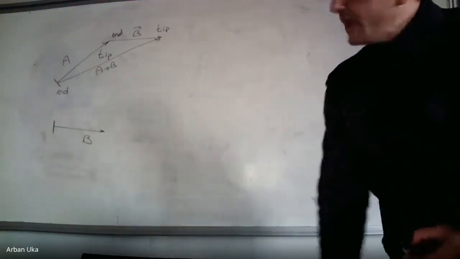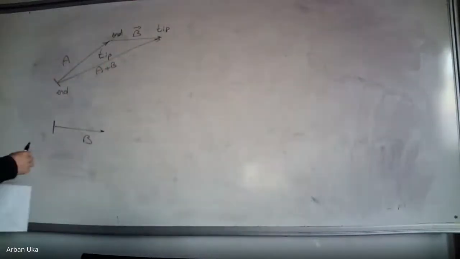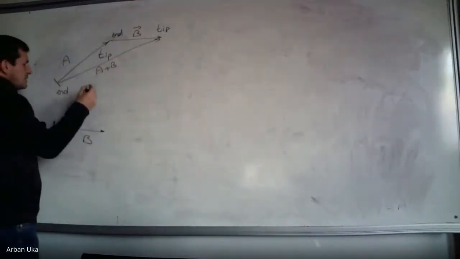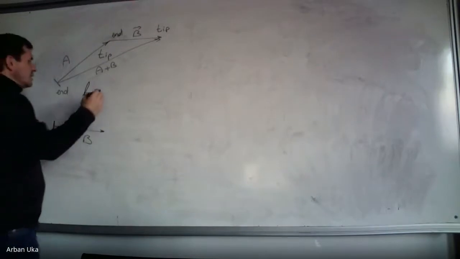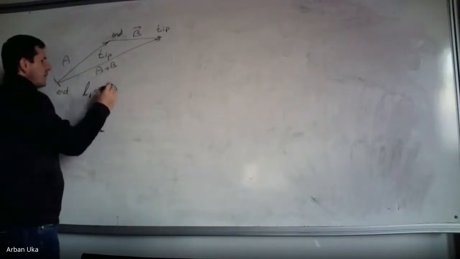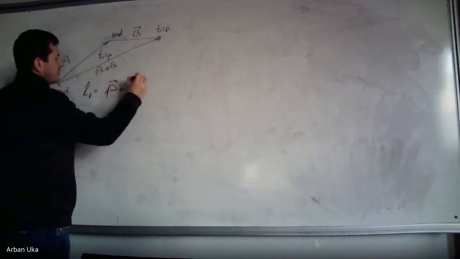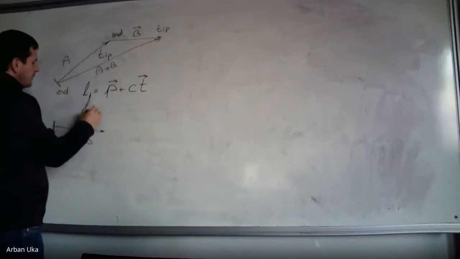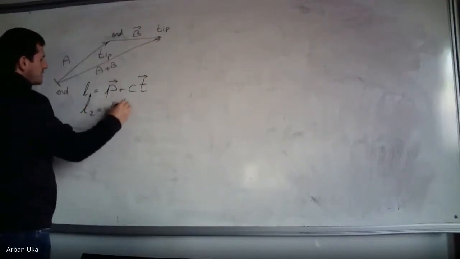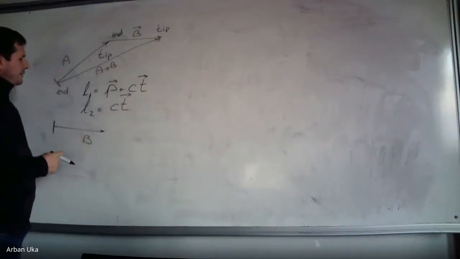In fact, in the previous few minutes, I think we talked about, let's make a short note here, we said that a line L1 can be defined as a vector P plus any constant C times T, where T is a vector, okay? And a line L2 can also be defined as C times T, where T is a vector and C is a constant.